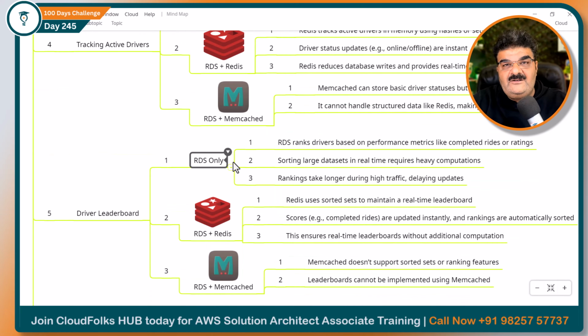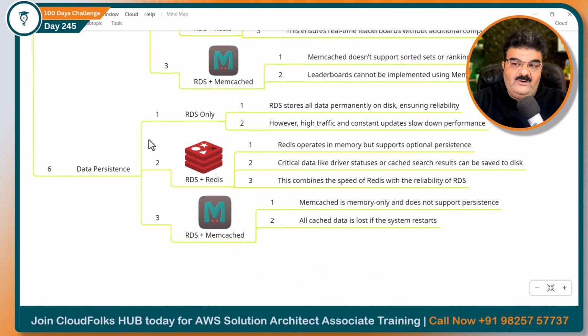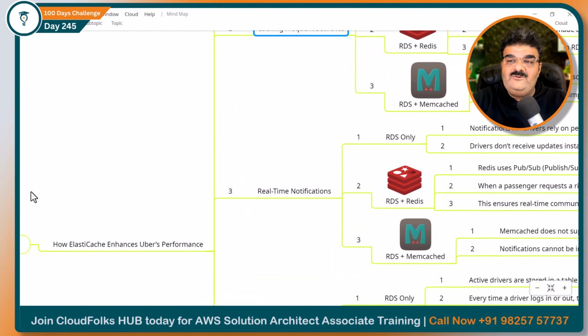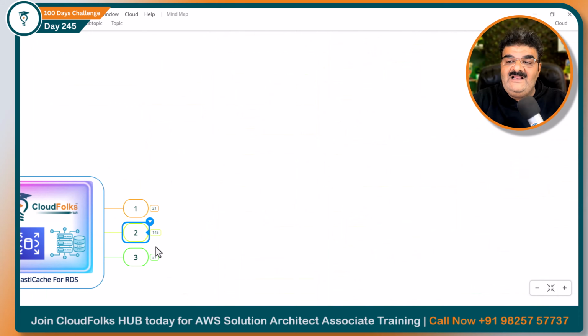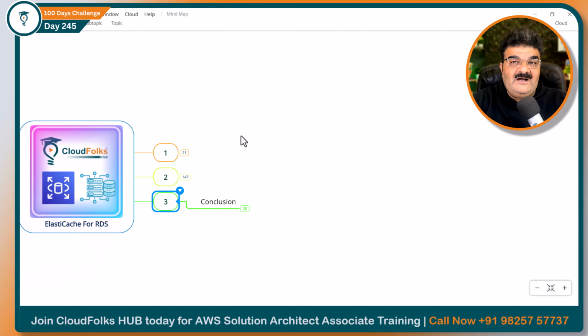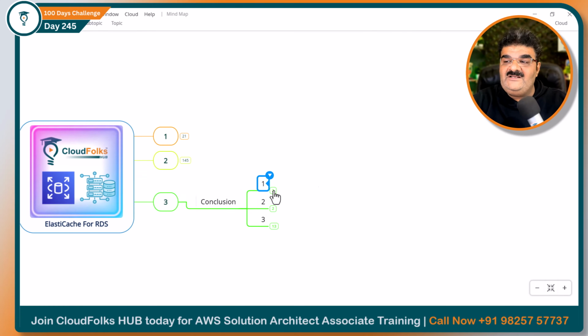So this is kind of a complete mind map which can help you understand Redis and Memcache using the real world scenario of Uber. But now we have to go through the final conclusion as well. This conclusion will help you pass interviews. It will help you understand the questions they ask during the exam, and you can easily find the answers as well. So let's talk about the conclusion.